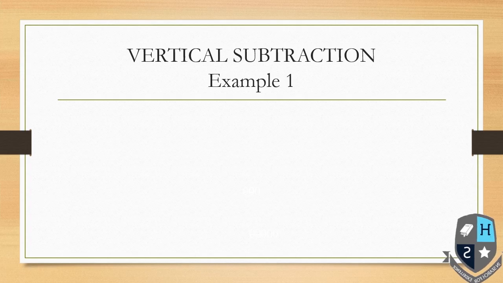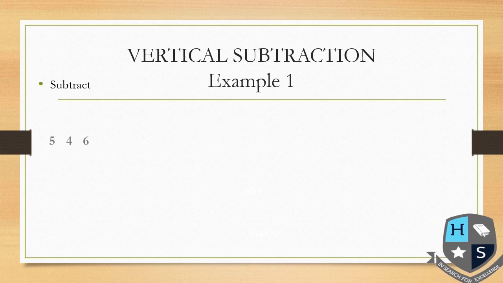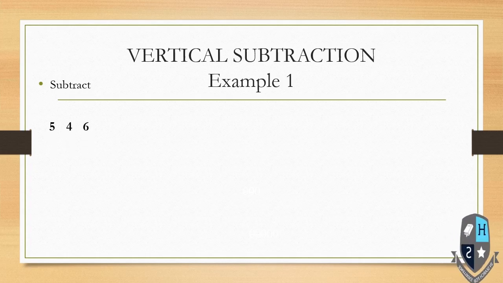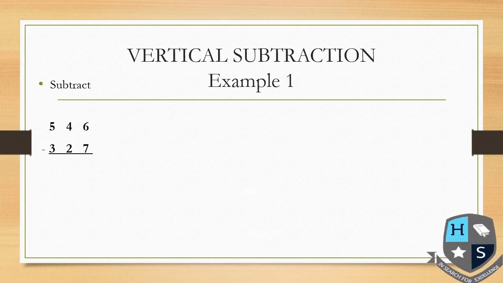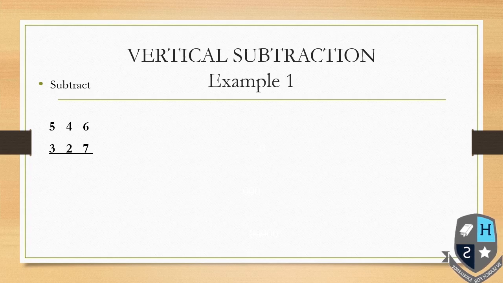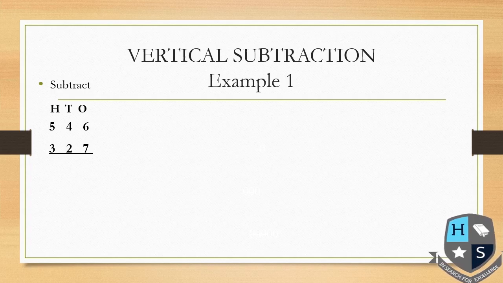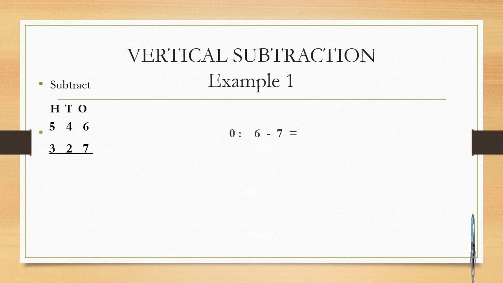Hello babies, are you there? Let's continue with our vertical subtraction. Here we have an example. We have 546 take away 327. As I said before, we should begin by writing the place value of each digit. So we begin from our right hand side. Let's write together: ones, tens, hundreds. After finishing writing the place values, we are going to begin subtracting ones and ones.